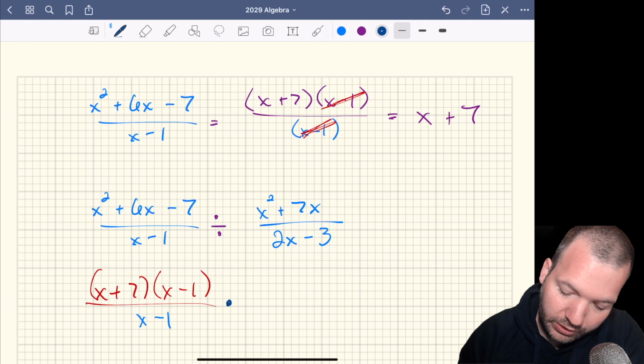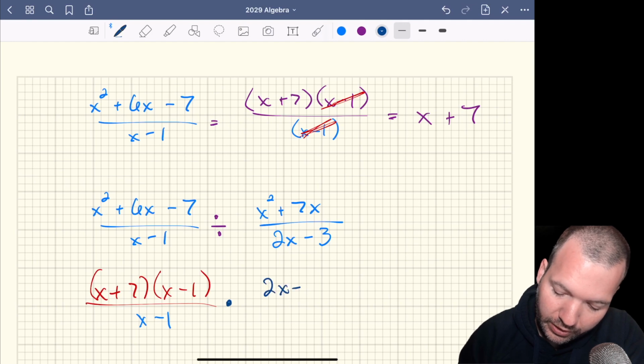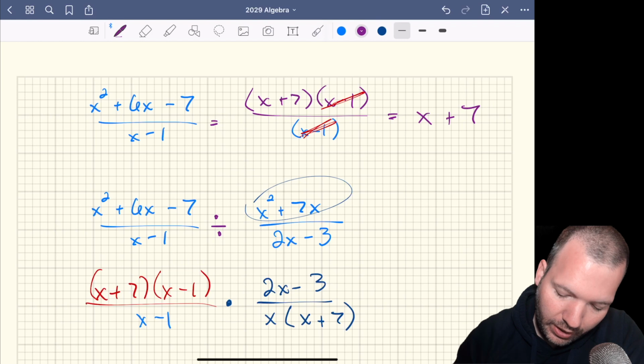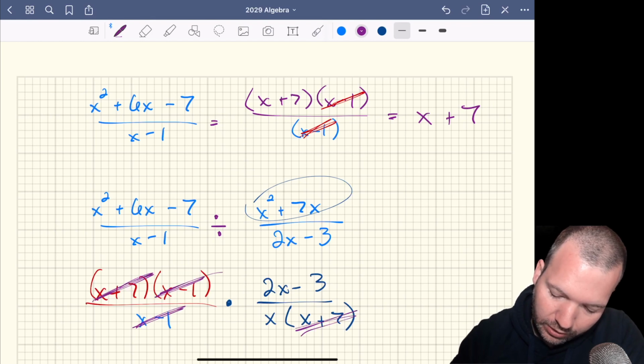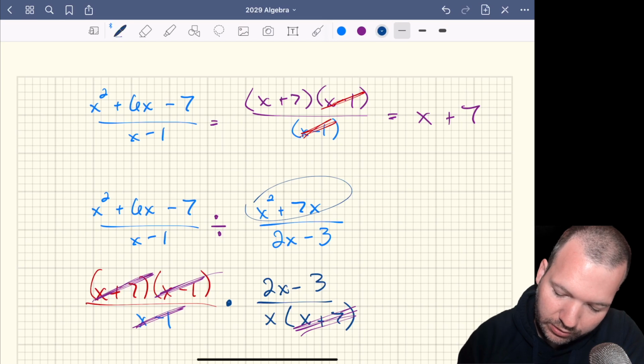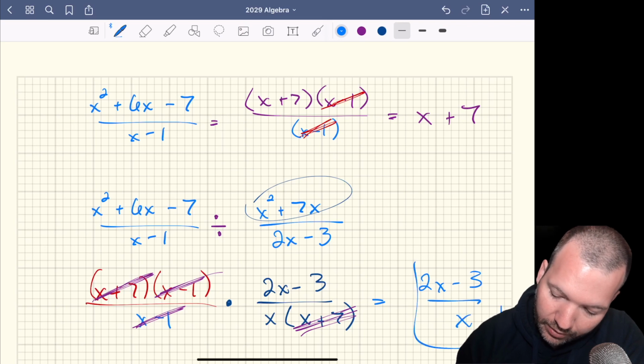And so this turns into times. The 2x minus 3 would go to the top. And then this right here, you should notice, oh, that's the same thing as x times x plus 7. And then from there, we might say, okay, so our x minus 1s cancel. Looks like an x plus 7 also cancels. And we end up with this expression at the end, 2x minus 3 divided by x.